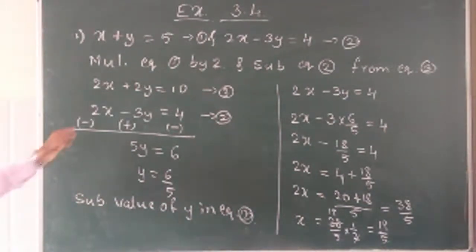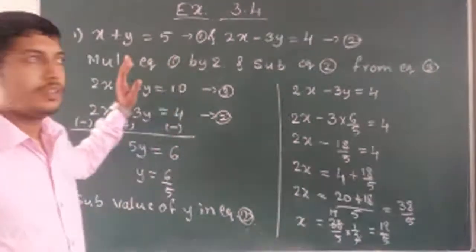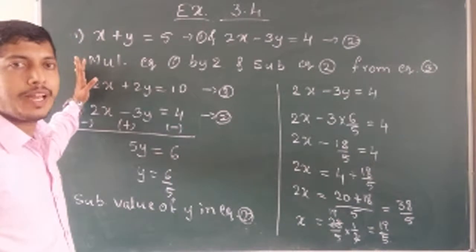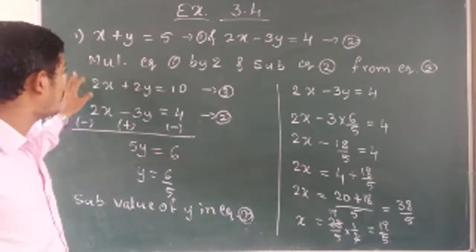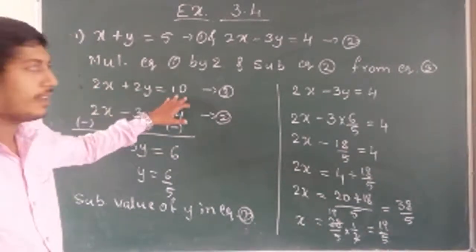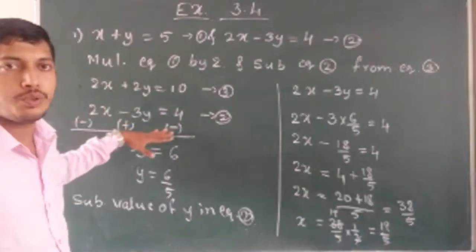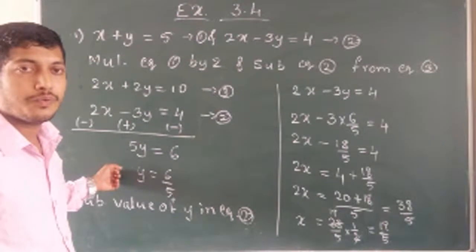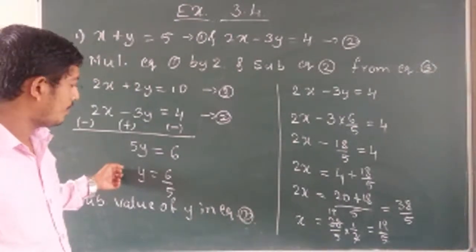So what we have to do? We have to consider equation 1 and 2. So now to eliminate x, what we have to do? We have to multiply equation 1 with the help of 2. It becomes 2x plus 2y equals to 10. Then we have to subtract equation 2 from equation 3. Then we will get the value of y. Then we eliminate x. So y value is 6 by 5.